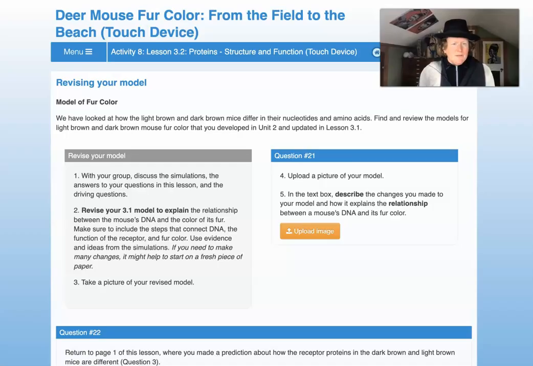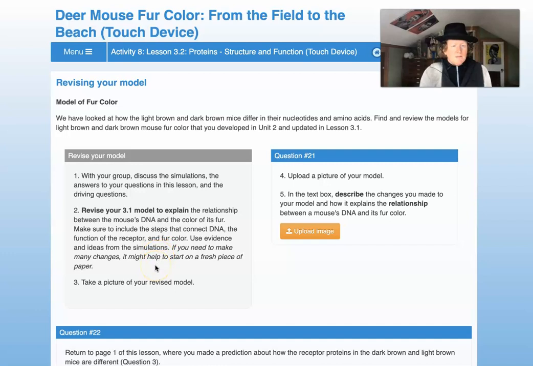So this is page 6. We're doing the model of fur color. We've looked at how the light brown and dark brown mice differ in their nucleotides and amino acids. Find and review the models for light and dark brown mouse fur color that you developed in Unit 2 and updated in Lesson 3.1. Revise your 3-point model to explain the relationship between the mouse's DNA and the color of its fur. Make sure to include the steps that connect DNA, the function of the receptor, and fur color. Use evidence and ideas from the simulation.